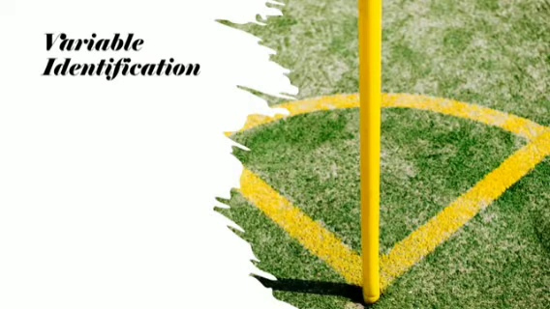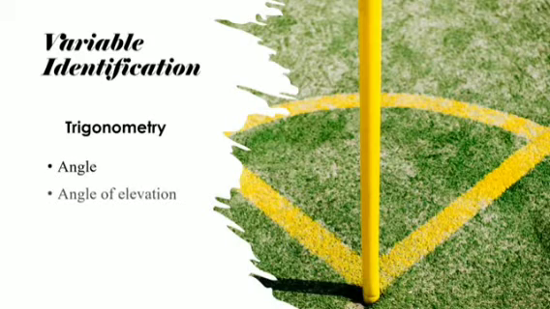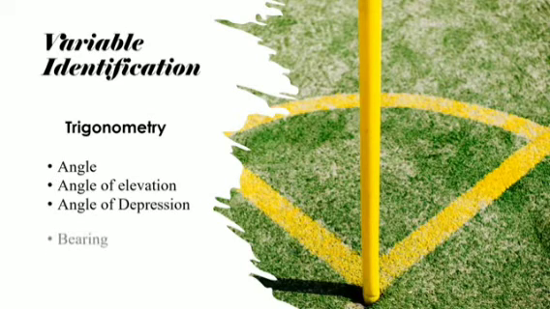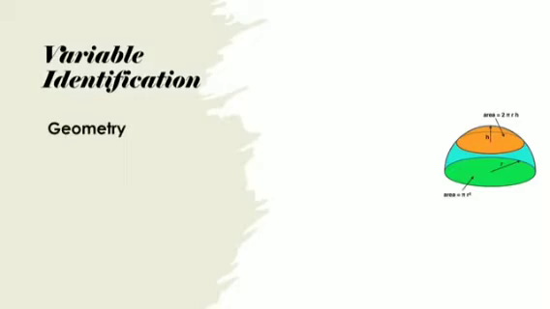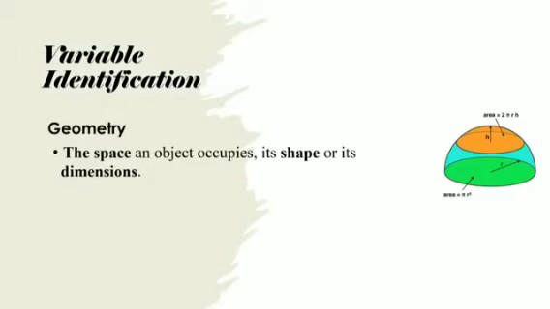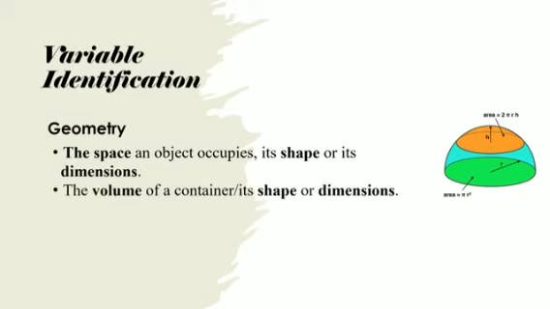For an SBA involving trigonometry, then your variables can be the angle formed, the angle of elevation obtained, the angle of depression, or it can be the bearing. For geometry, the variables could be the space an object occupies, its shape, or its dimension. It can also be the volume of a container, its shape, or its dimensions. It can also be the number of objects occupying a space.